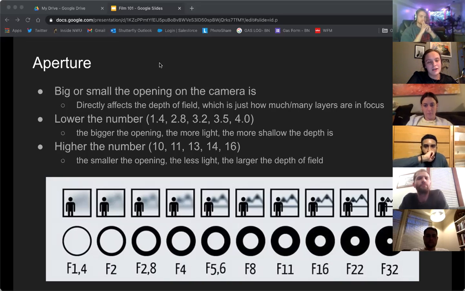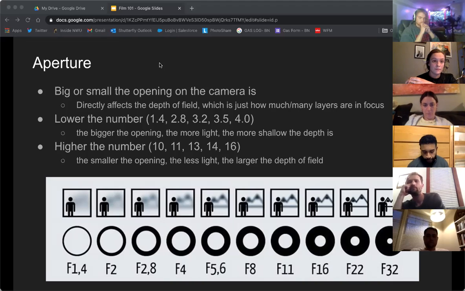Weirdly enough, having a smaller number in aperture means that you have a larger hole. Having a larger number means that you have a smaller hole. So obviously these holes in the actual lenses dictate how much light is able to reach the film. So having the smaller hole, like at an f32, means that you're going to be getting less light. Having an f-stop of 1.4 means that you're going to get more light and the hole is going to be bigger.